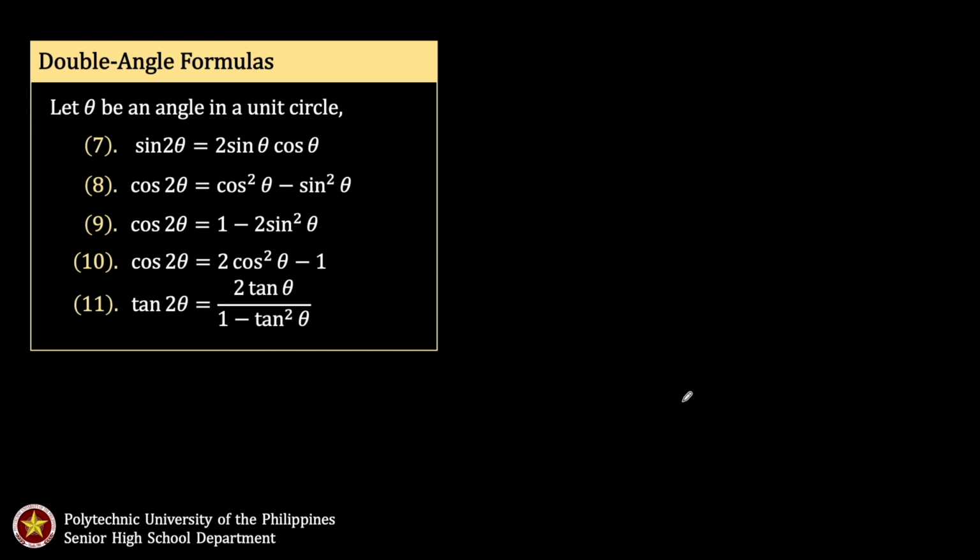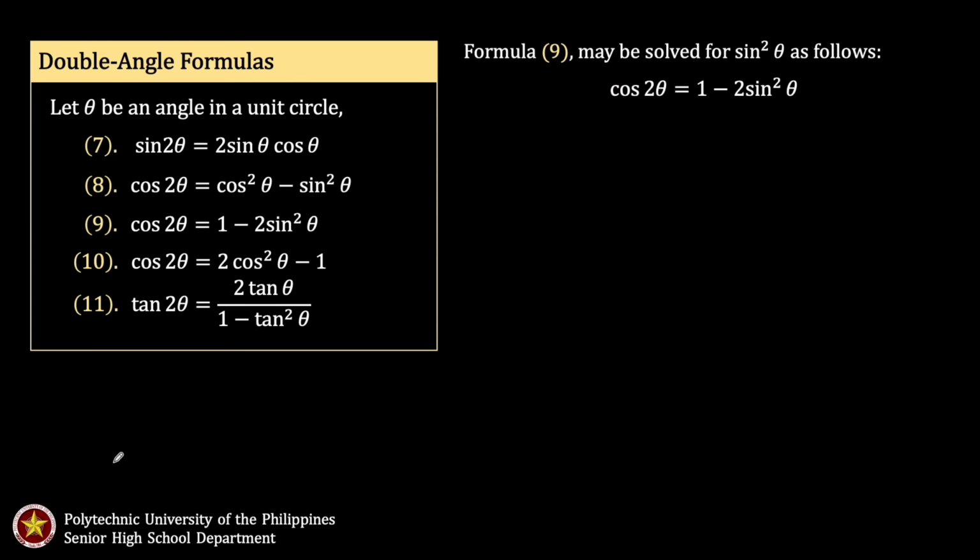And lastly, for tangent 2 theta, we have 2 tan theta over 1 minus tangent squared theta. Now, from formula number 9, it may be solved for sine 2 theta as follows. This is formula number 9: cosine 2 theta equals 1 minus 2 sine squared theta.